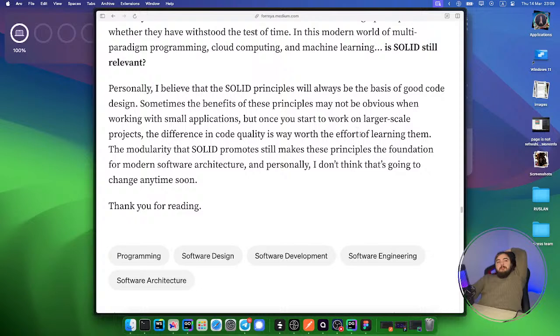I think it's not possible to learn SOLID. You need to feel it. You need to use it, and after that you will understand it. It's not possible to learn it. It's only possible to understand it. The modularity that SOLID promotes still makes these principles the foundation for modern software architecture, and personally I don't think that's going to change anytime soon.